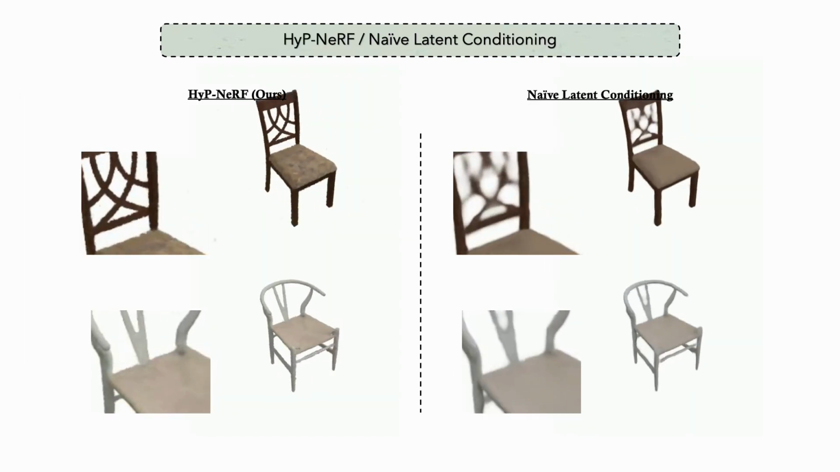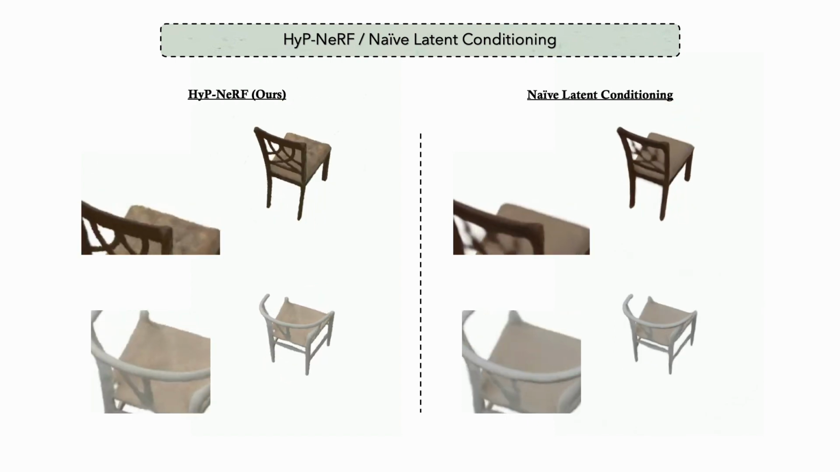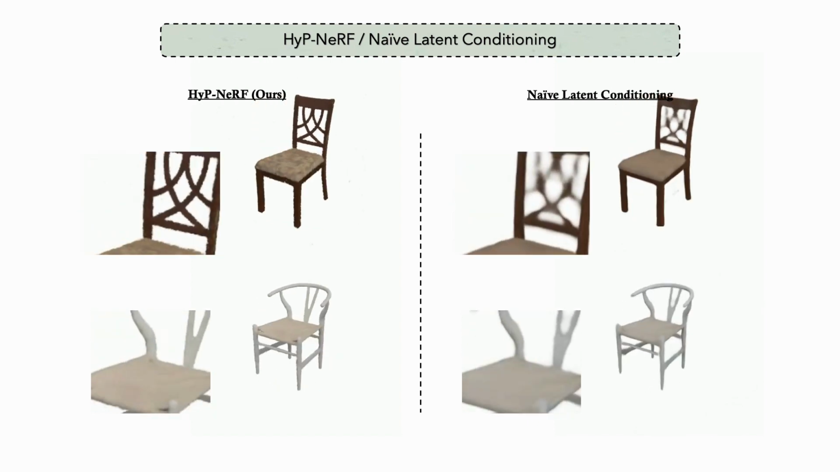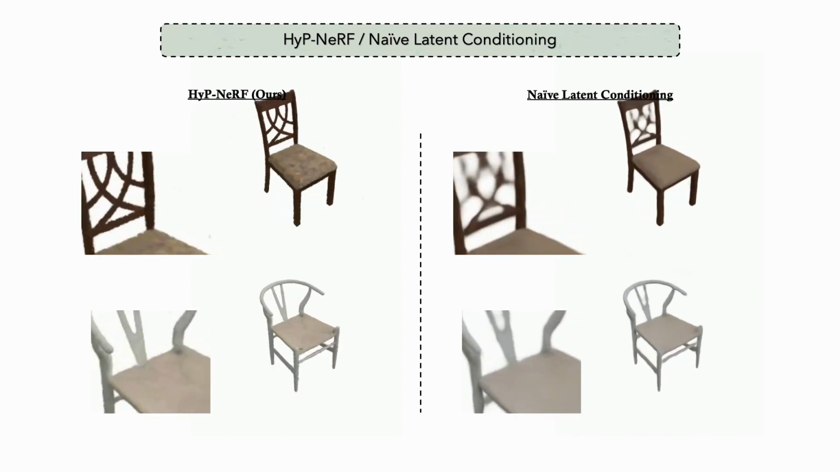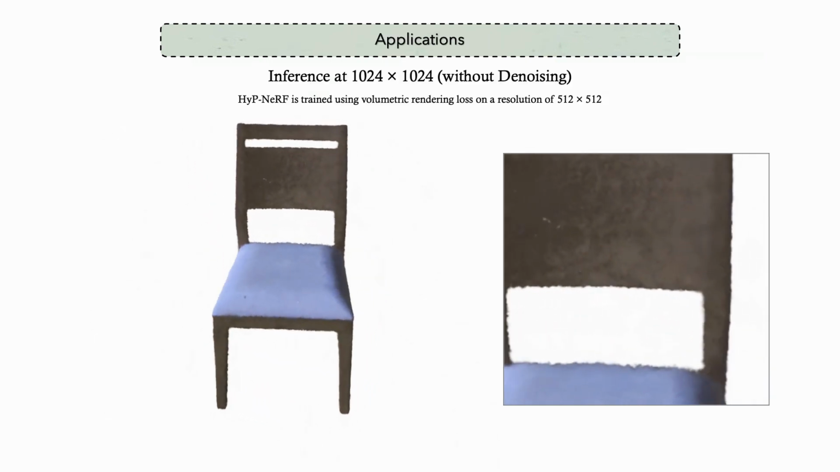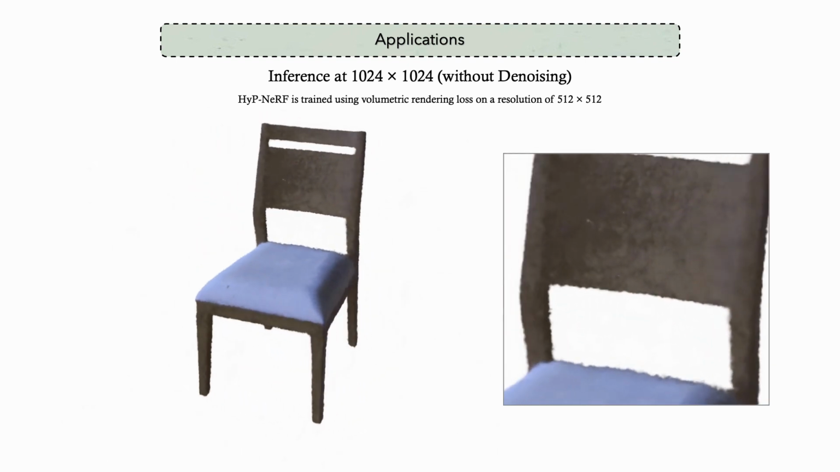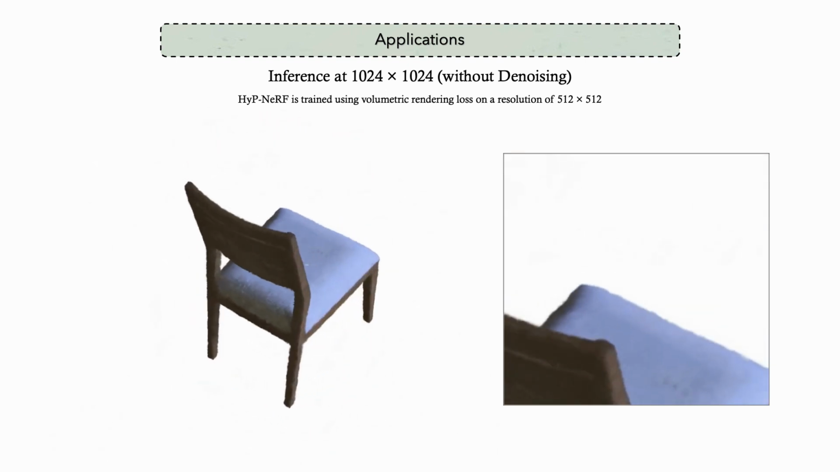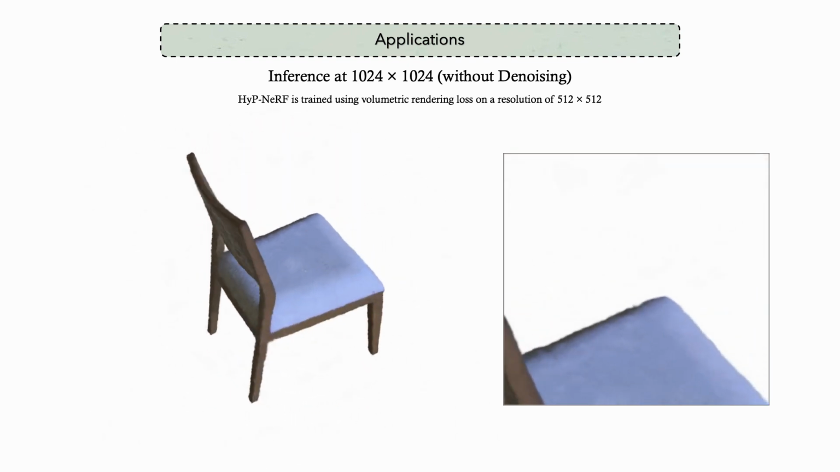Here we show the difference between HyP-NeRF, on the left, against a hypernetwork that only predicts the MLP parameters, on the right. The difference in quality is clearly visible. A key property of our network is that we operate directly in the NeRF space, allowing us to render at any resolution. As shown, HyP-NeRF preserved details even at a high resolution of 1024.